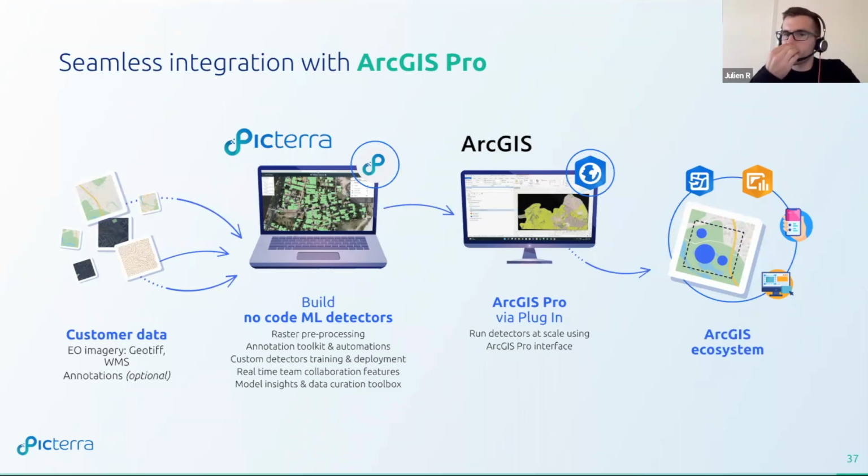And I think it's also very interesting here because it means you can leverage our cloud infrastructure. So you can run a model on a huge quantity of images from within ArcGIS Pro without needing to buy an expensive GPU for your machine. So you can really scale from ArcGIS Pro by using Picterra under the hood. And then obviously, since you're in ArcGIS, you can export to the whole ArcGIS ecosystem and use the existing integration that you have.